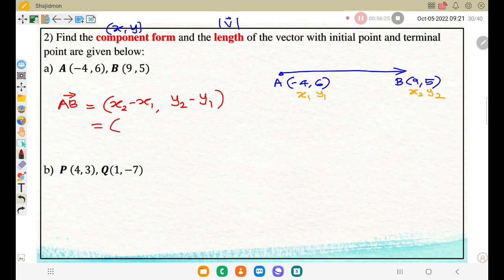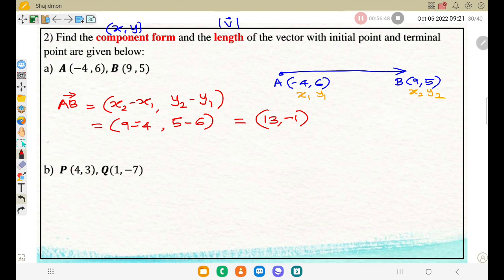So what is x2 minus x1? x2 is 9 minus x1, which is minus 4, so 9 plus 4. Then y2 minus y1: 5 minus 6. So what answer did you get? You can check it. 9 plus 4 is 13, and 5 minus 6 is minus 1. Correct?